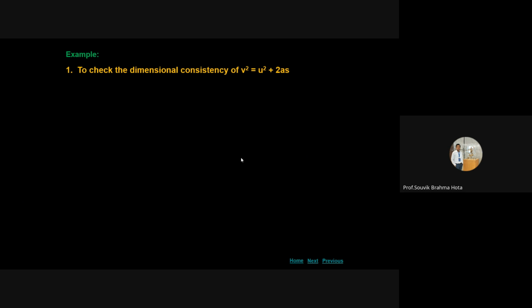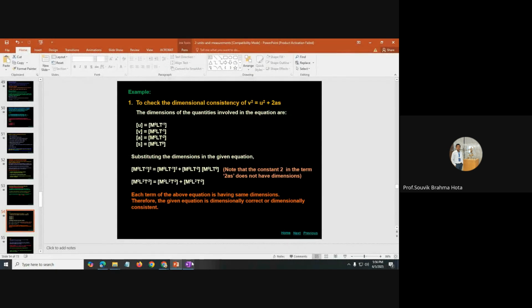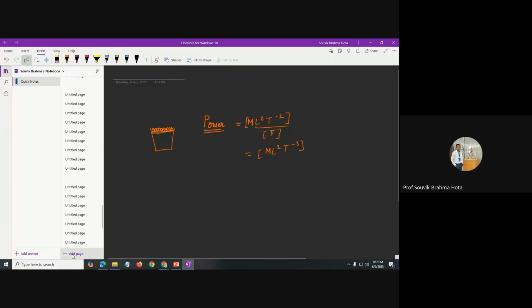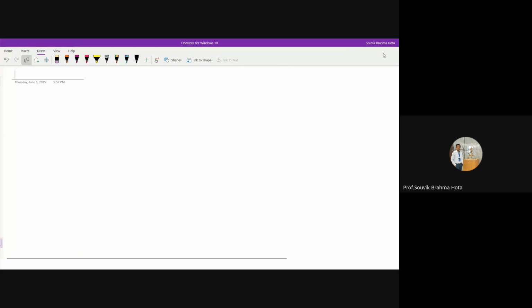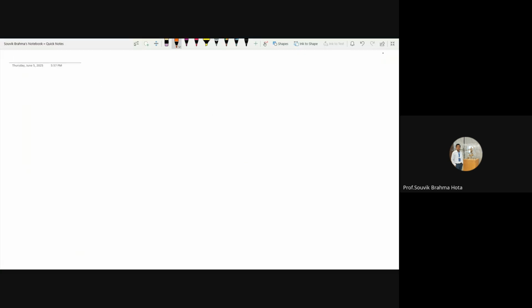To check the dimensional consistency of v square is equal to u square plus 2as, I'll be doing it in a separate board, in the blackboard. So what do I have to check? I have to check v square is equal to u square plus 2as.